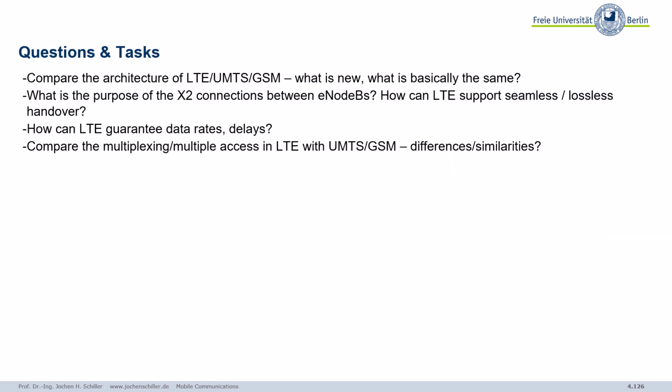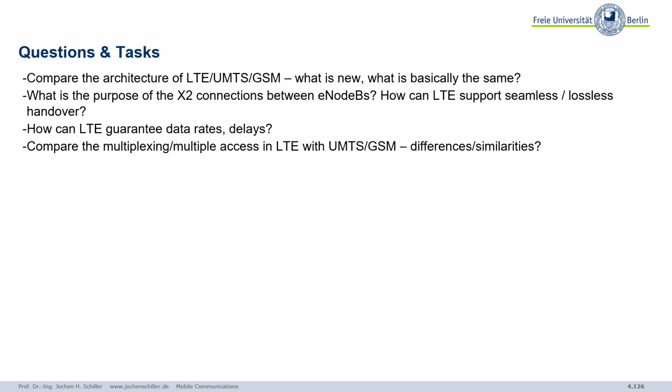Some questions, some tasks. So please compare the architecture of LTE, UMTS, GSM. What is new? What is basically the same? Then you will understand this evolutionary path when it comes to the architecture, but also the introduction of some new things, like, for example, X2, the X2 connections. So why do we have them? And how can we support seamless and lossless handover? Think of, we have packet switching.